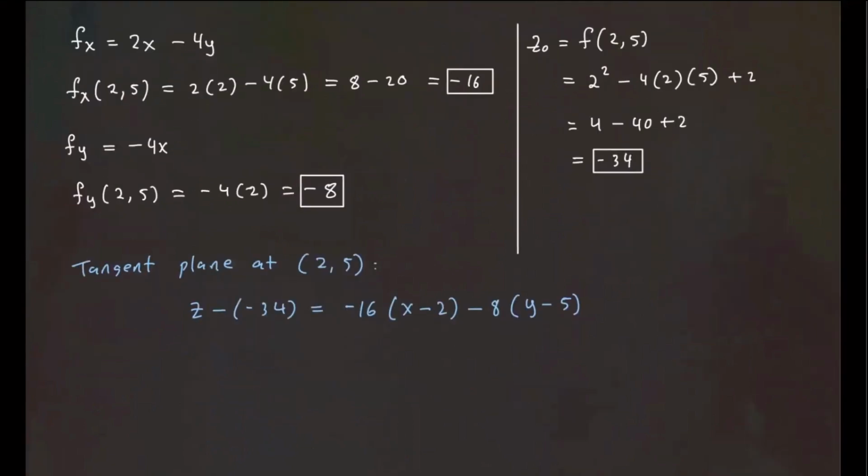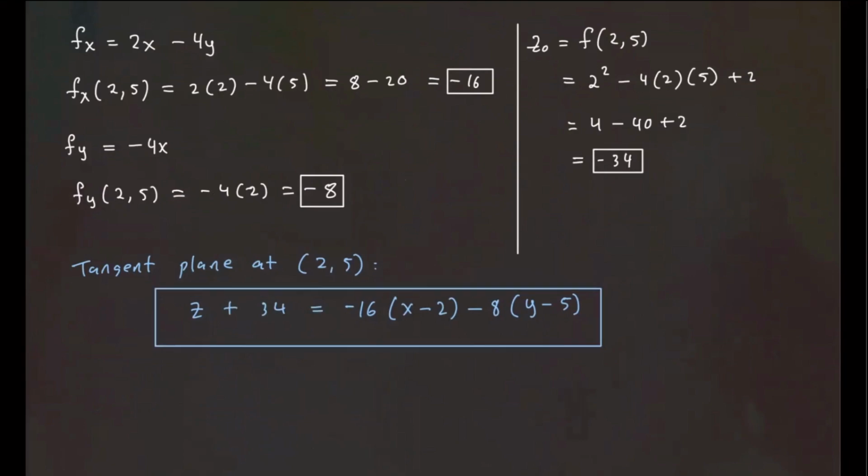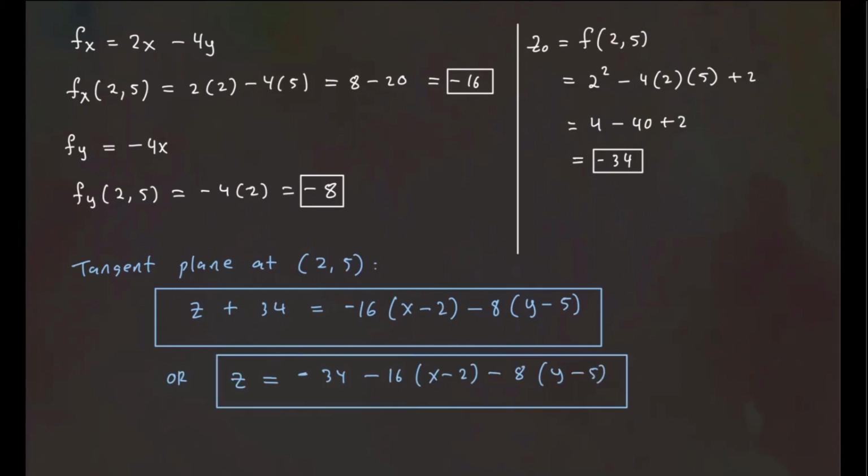Let's clear things up. So I can turn this into a positive value. This is positive 34. Now, if you are happy, this is a good answer. You can leave it here. Or if you move the 34 to the other side, you can also write z is equal to negative 34 minus 16 times x minus 2 minus 8 times y minus 5. You can also leave your equation of the tangent plane in this form. Or if you want to take it further, you can continue to distribute and you get another look to the same plane. All right, so that is our tangent plane.